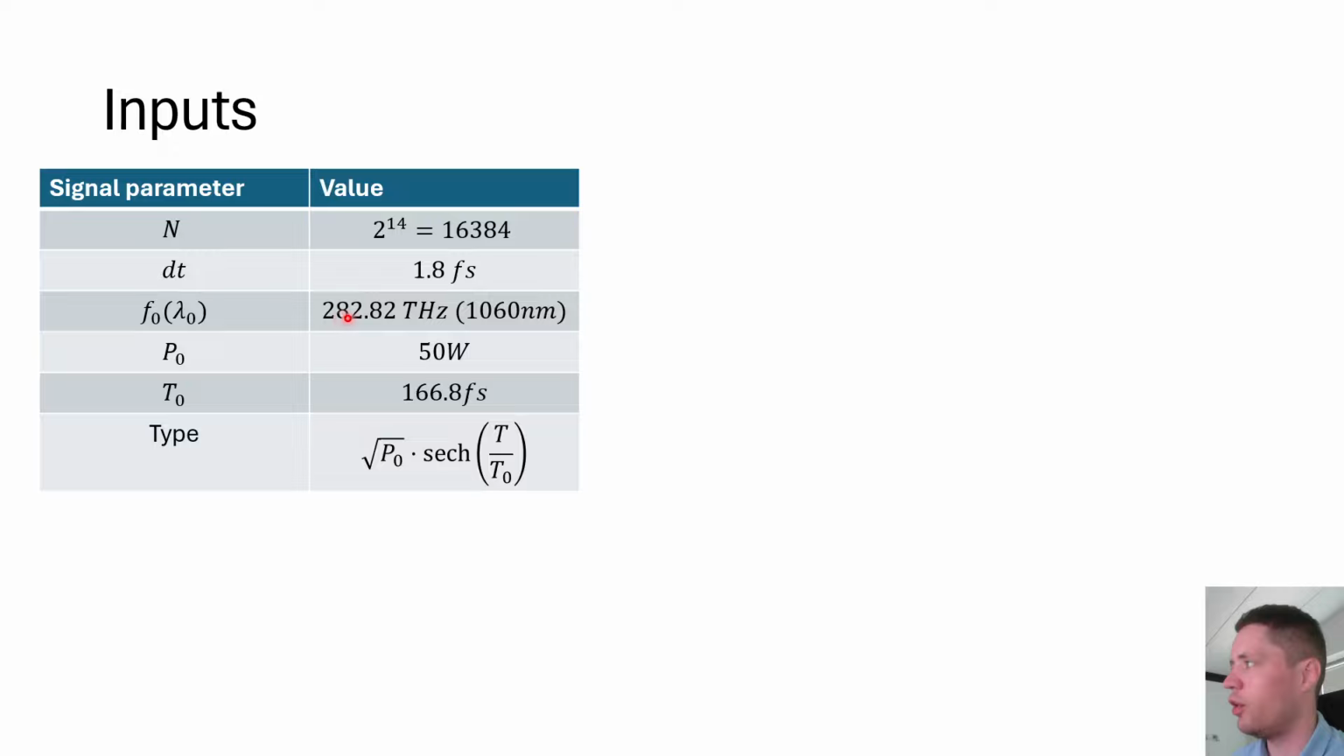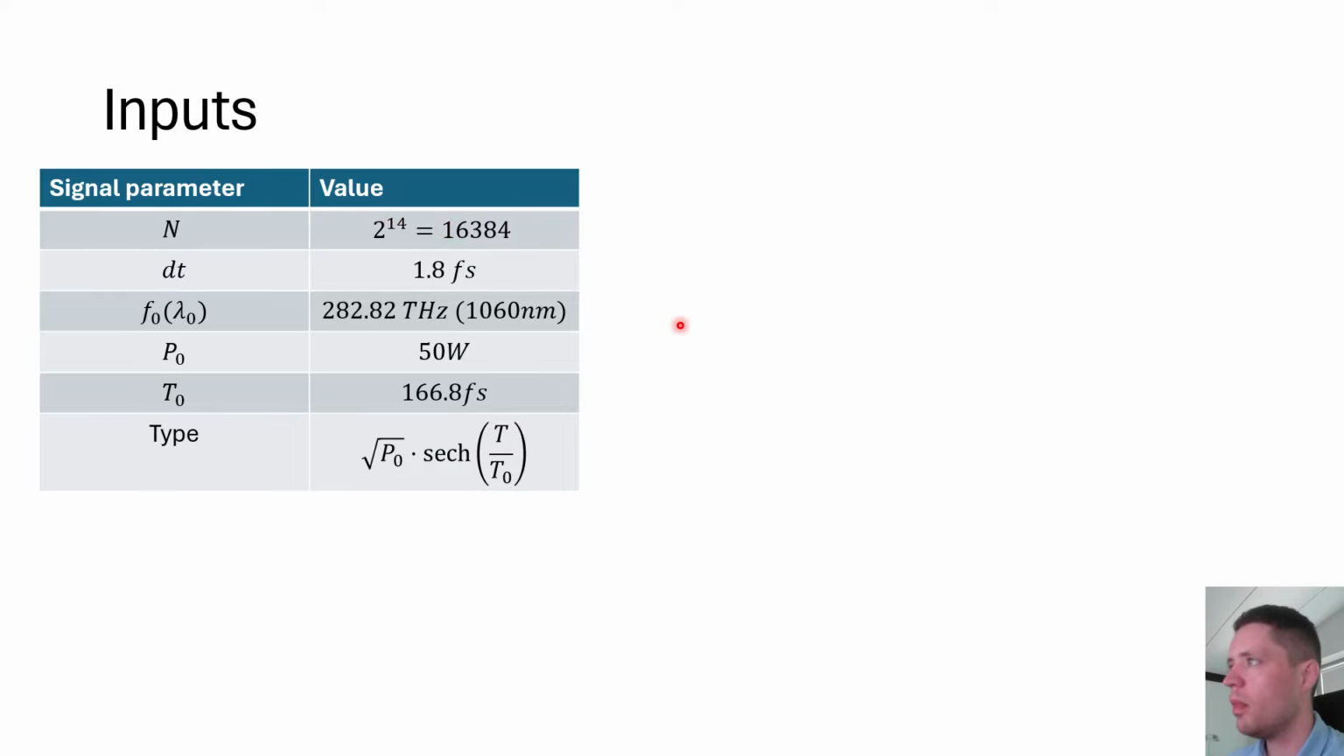The carrier frequency is around 283 terahertz, corresponding to 1060 nanometers, and the time resolution of this simulation is 1.8 femtoseconds. Recall that the Raman effect, which I've explained up here, takes place on a scale of tens of femtoseconds, so this should definitely be short enough to capture that accurately. Also, the number of points on the time axis is going to be 2 to the power of 14, like so.